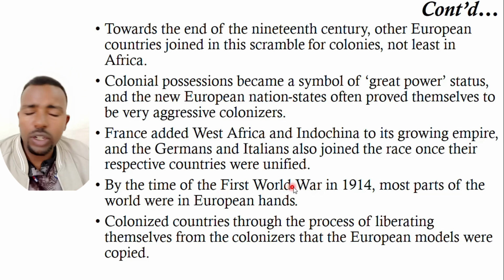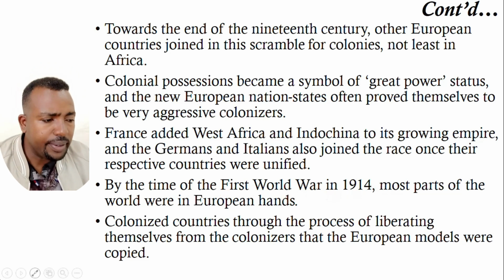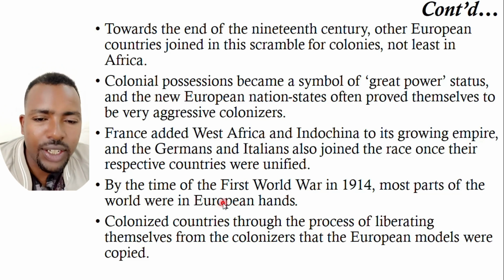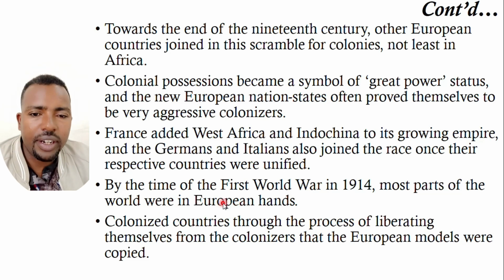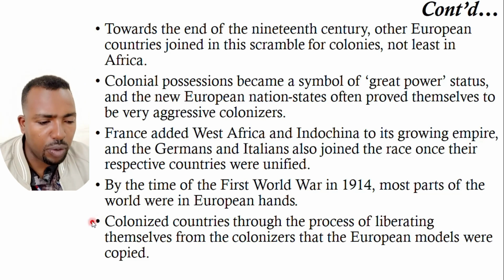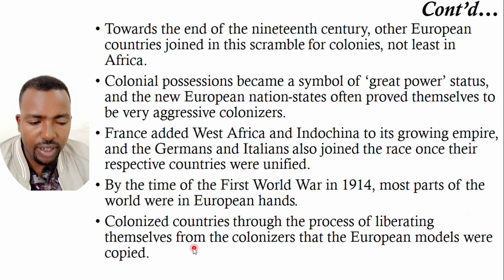By the time of the First World War in 1914, most parts of the world were in the hands of Europeans. Africans were in the hands of Europeans. Asians, the majority of them, were in the hands of Europeans. And Latin Americans were in the hands of Europeans. So colonized countries, in the process of liberating themselves from the colonizers, copied the European models.